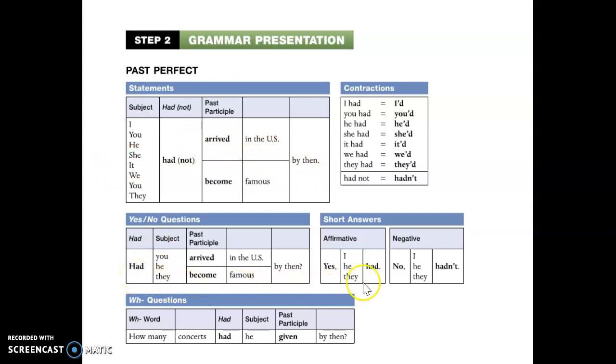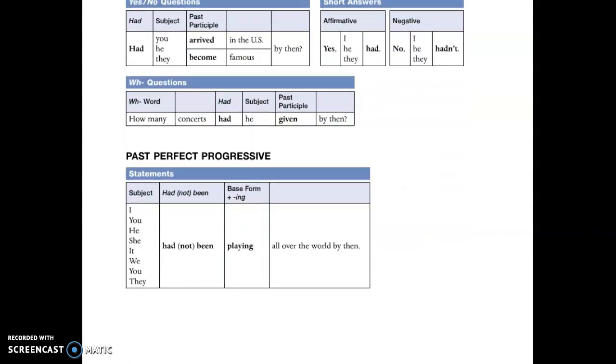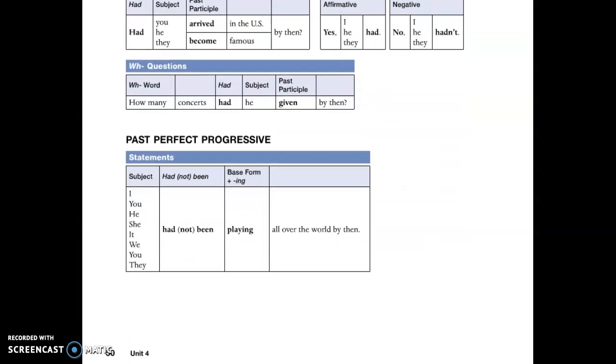We will use also had because it's our auxiliary verb for our short answers. So yes, she had, or no, she hadn't. And if you remember from last week, once you have a yes/no question, all you need to do is add the WH word in front of it, and you have a WH question. So let's have a look at what happens with the past perfect progressive tense.